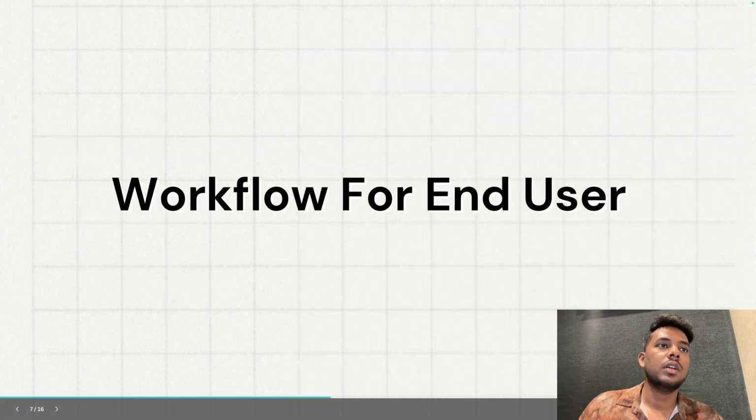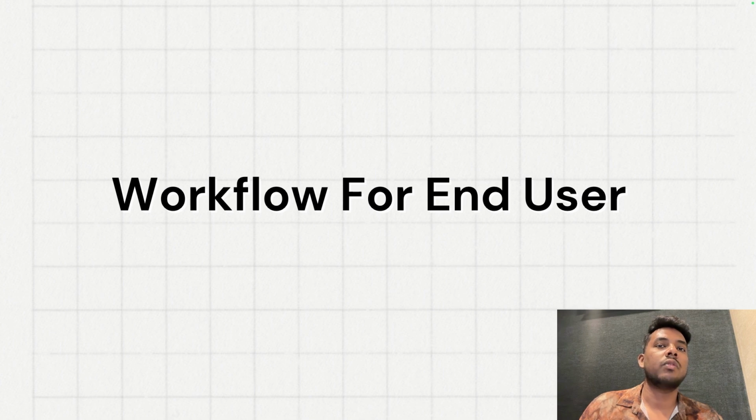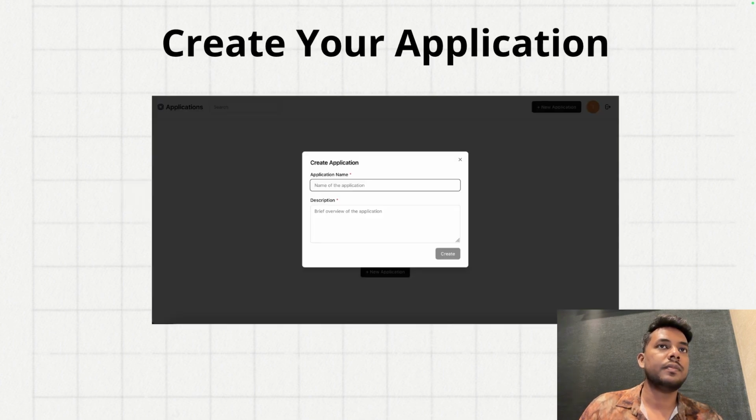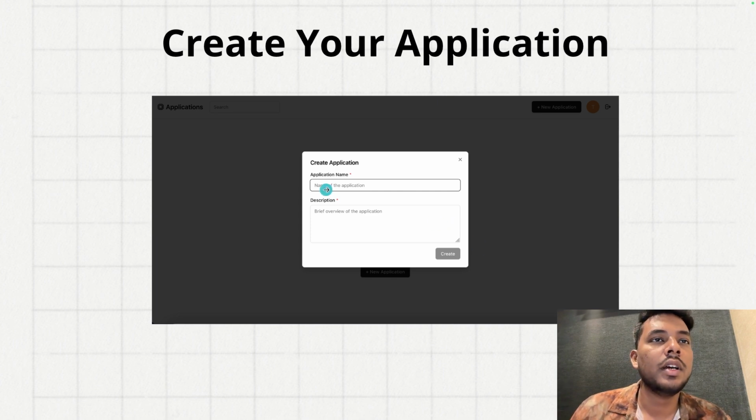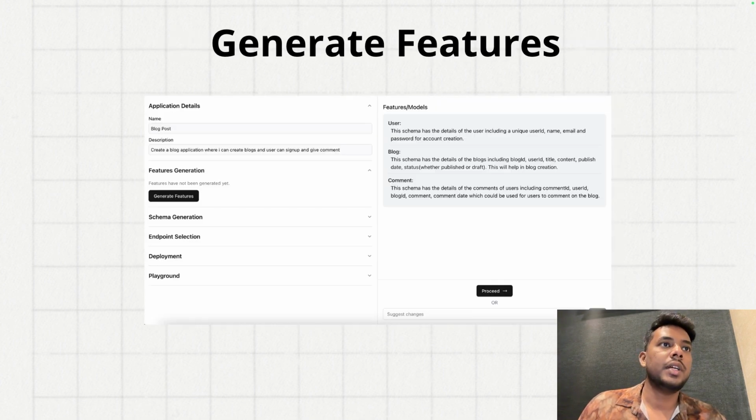So let's quickly see what the workflow will be for the end user. First of all, you have to log in or sign up and create your application. Here you give your application name and a little bit of description about it, so that our AI model can generate the schema or features accordingly. Apart from that, you have to click on generate features. The list of features will get generated over here.